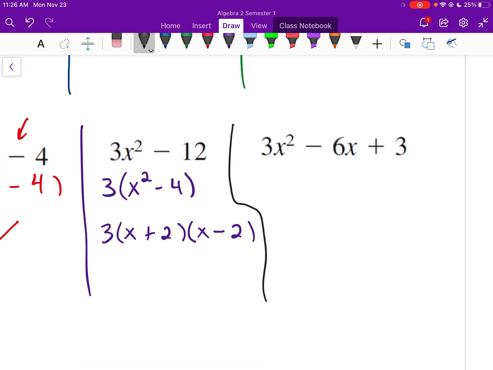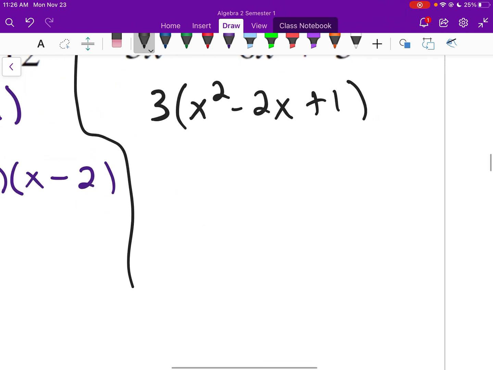All right, on this one, greatest common factor again, we can take a 3 out. 3 times x squared minus 2x plus 1. Okay, still got that squared term in there so we need to check to see if it factors further.